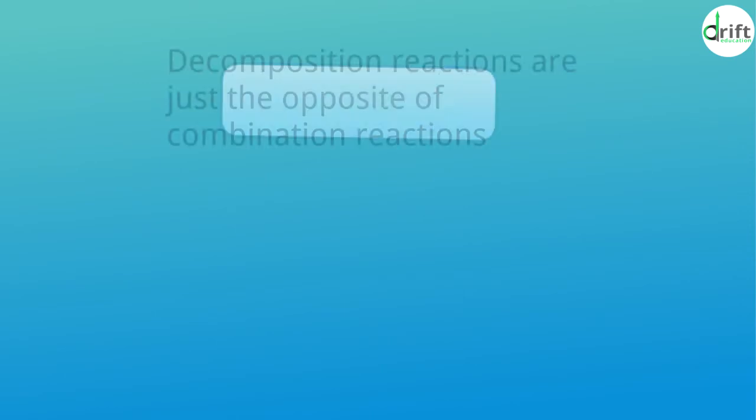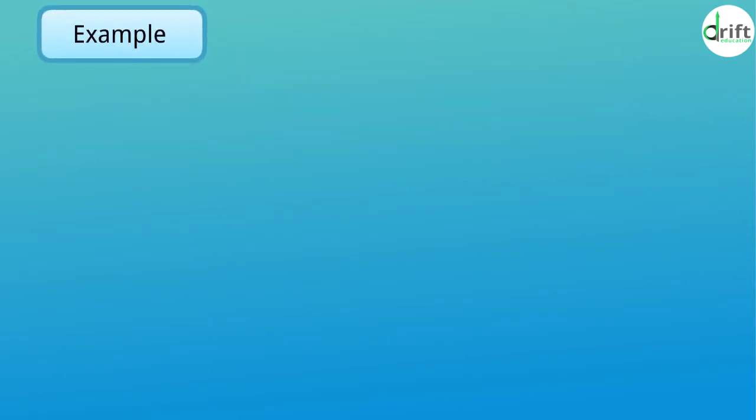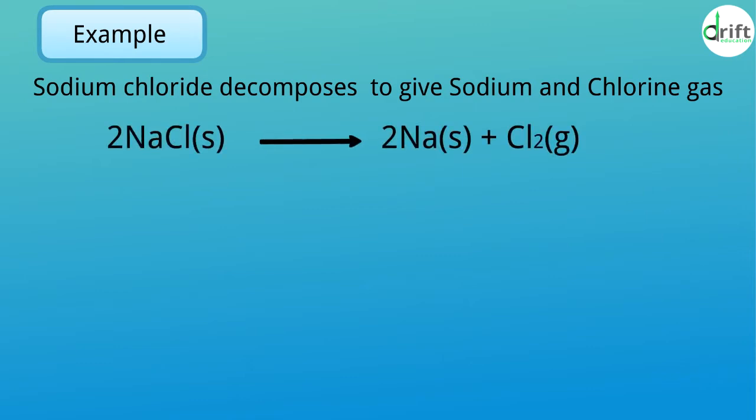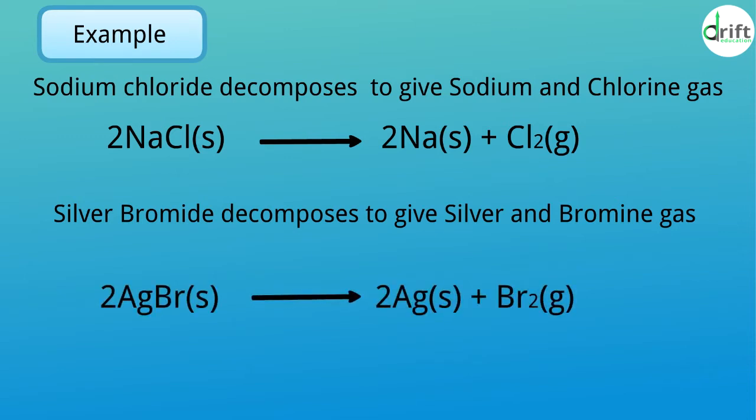Decomposition reaction is just the opposite of combination reaction. For example, sodium chloride decomposes to give sodium and chlorine gas. 2NaCl solid decomposes to give 2Na solid plus Cl2 gas. Silver bromide decomposes to give silver and bromine gas. 2AgBr solid gives 2Ag solid plus Br2 gas.